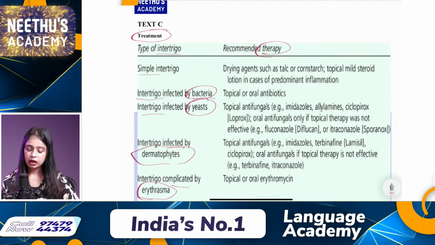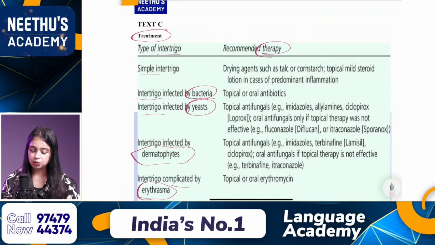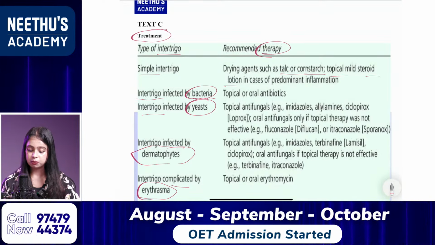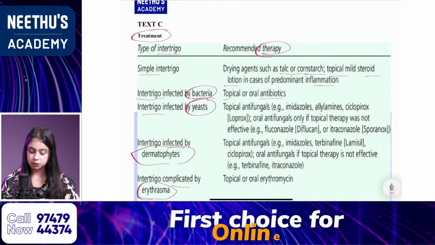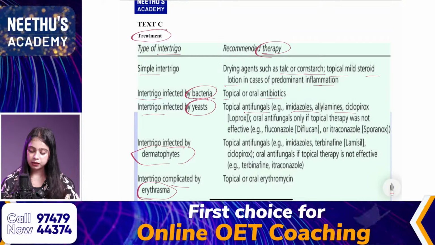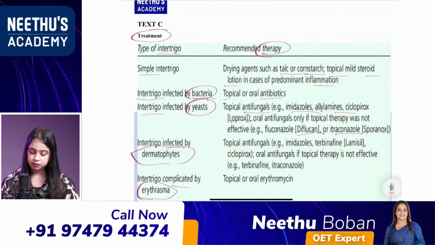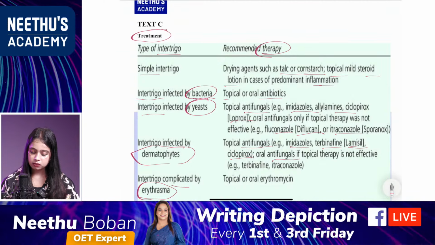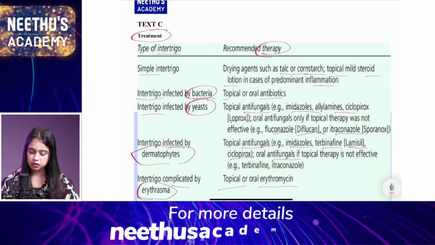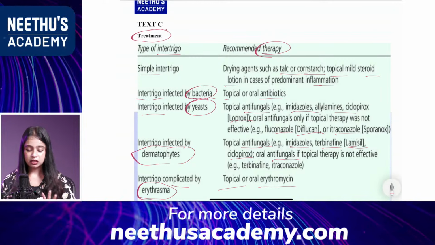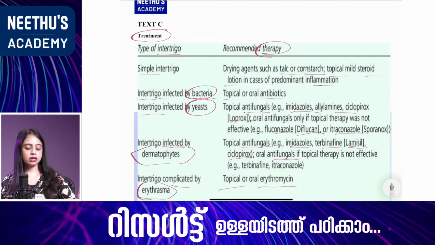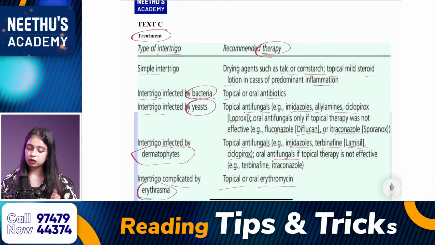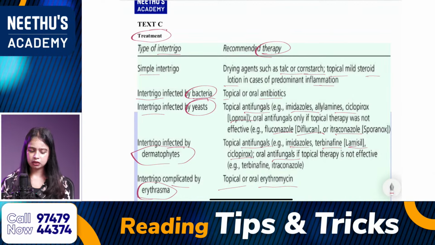So these are my keywords, and on the other side we have a lot of medicines mentioned. Drying agents such as talc or cornstarch, then topical mild steroid lotion for predominant inflammation, then topical or oral antibiotics, then antifungals, and then a lot of medicines inside this bracket. Again antifungals, topical or oral erythromycin. So these are the keywords from text C. In text B: Wood's lamp examination, scrape, microscope, biopsy, anesthesia. Text C is all about a lot of medicines and therapies.